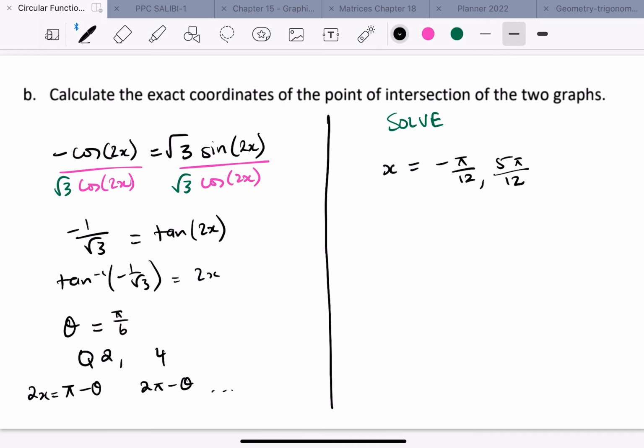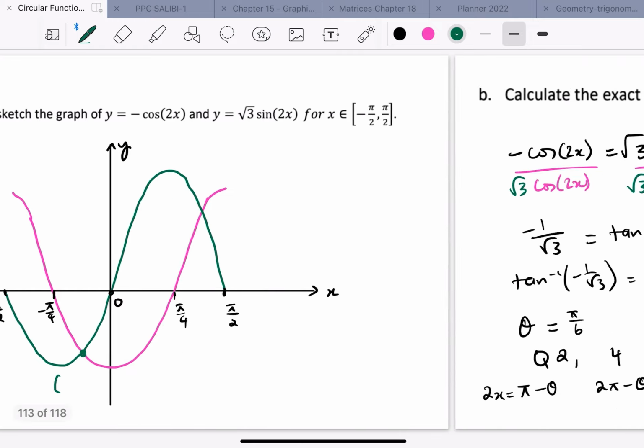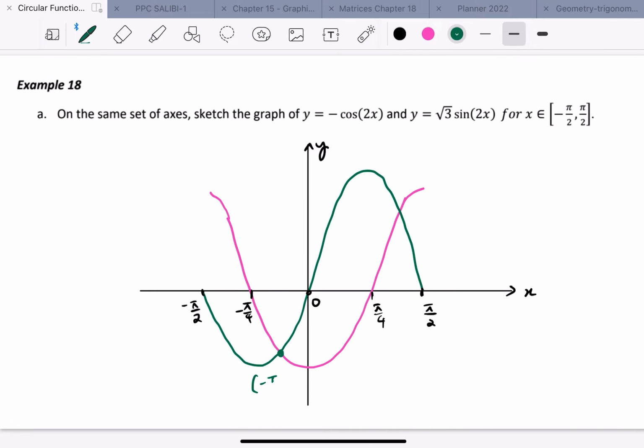Okay, so now that I know that, I can go back and input that in. So this point of intersection here is negative pi on 12. And then this one here would be 5 pi on 12.